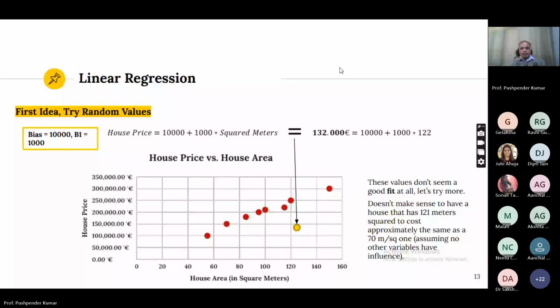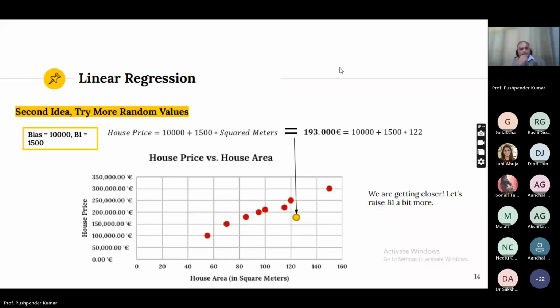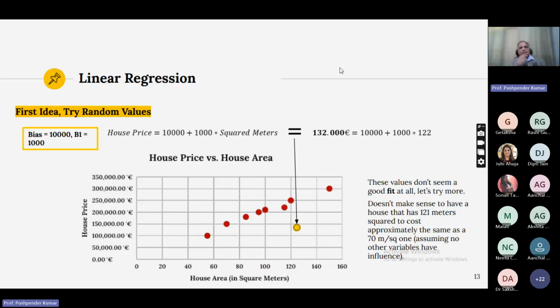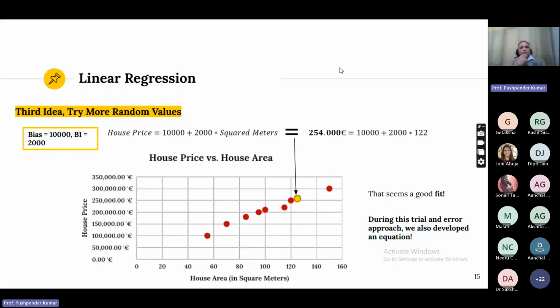Another idea: we can change the beta. Earlier it was 1,000, now it's 1,500. So it's on the basis of some trial and error method. 1,500, so it has gone up. Can we do it like this? Oh, it's much, much better.